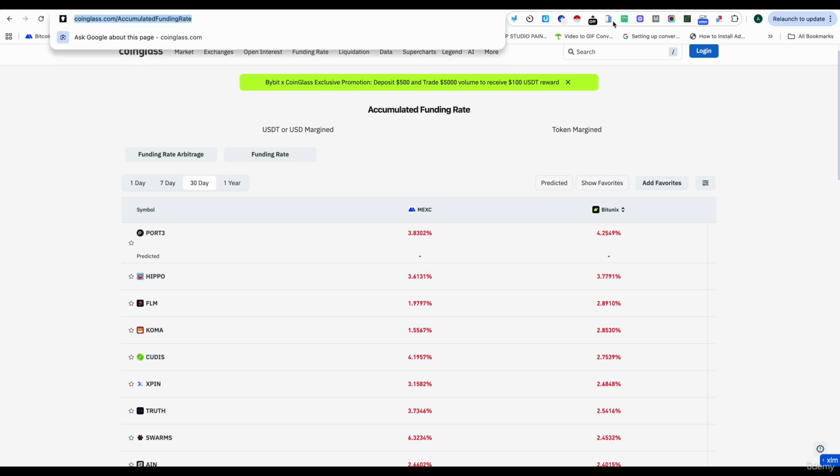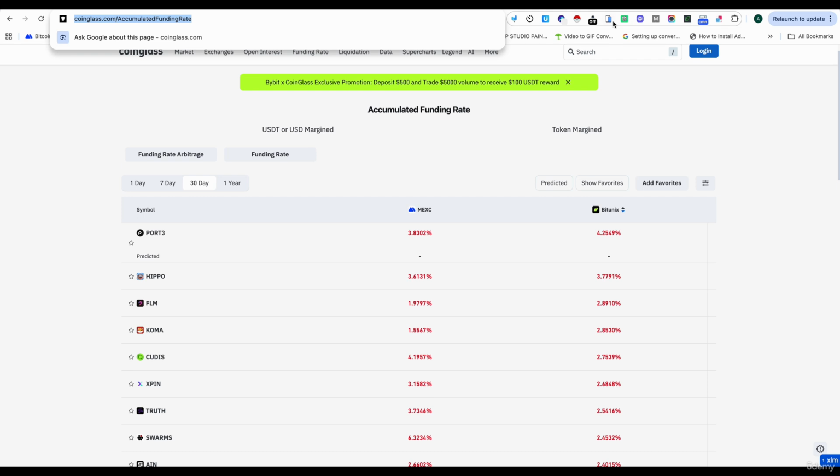Then I check the same coin on MEXC. If the MEXC accumulated funding rate is negative, that means the coin has the largest net funding rate difference between the two exchanges. And that difference, positive on one side, negative on the other, is exactly what we want for a golden funding rate arbitrage opportunity.